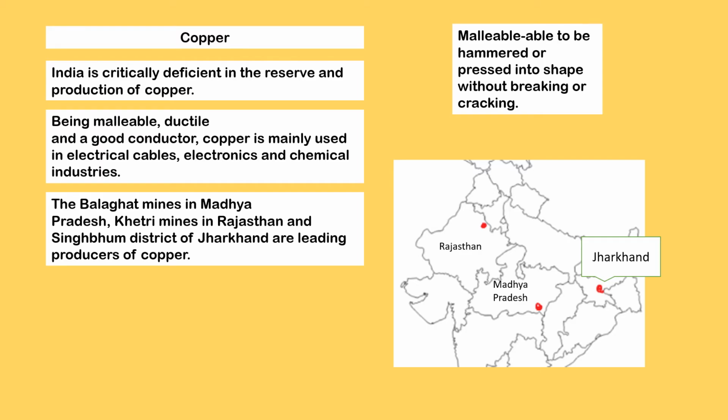The Balaghat mines in Madhya Pradesh, Khetri mines in Rajasthan, and Singhbhum district of Jharkhand are leading producers of copper. This is the map question again. So I have located it. Rajasthan, you have to say Khetri mine, Madhya Pradesh, Balaghat mine, and Jharkhand, it is the Singhbhum district. So please children, again practice.